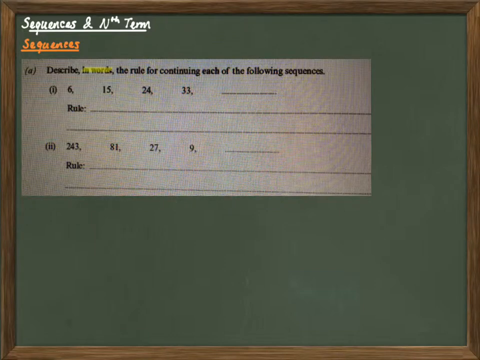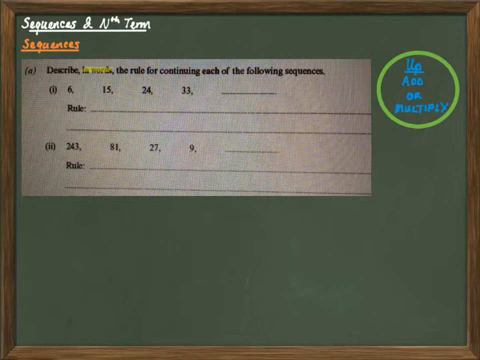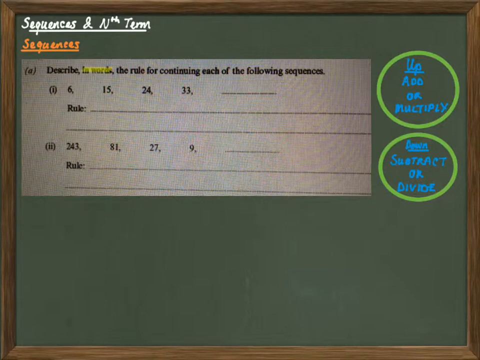Now, basically, if you look at the sequences, you can work out what you need to do, okay? If it goes up, so from left to right, if it goes up, you're either adding or you're multiplying, okay? That's basically it. So if it goes up from left to right, you add or multiply. And the same way then in reverse, if it goes down from left to right, then you're going to be subtracting or dividing.